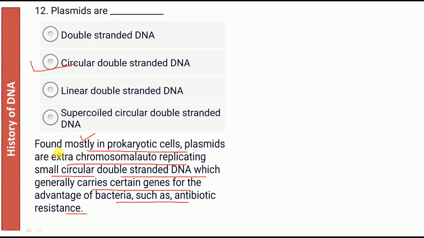Then there are the extrachromosomal auto-replicating, number 3. Then small circular double-stranded DNA which generally carries genes for the advantage of bacteria, that is the antibiotic resistance genes and all.